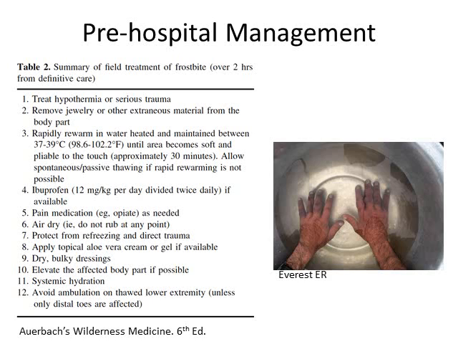So you want to apply bulky and dry dressing to the area. Before you apply the dressing, if you have topical aloe vera cream or gel, apply that first. Afterwards, elevate the affected body part if possible. Give the patient systemic hydration, and definitely avoid ambulation on thawed lower extremity unless it's only the distal toe that's affected.